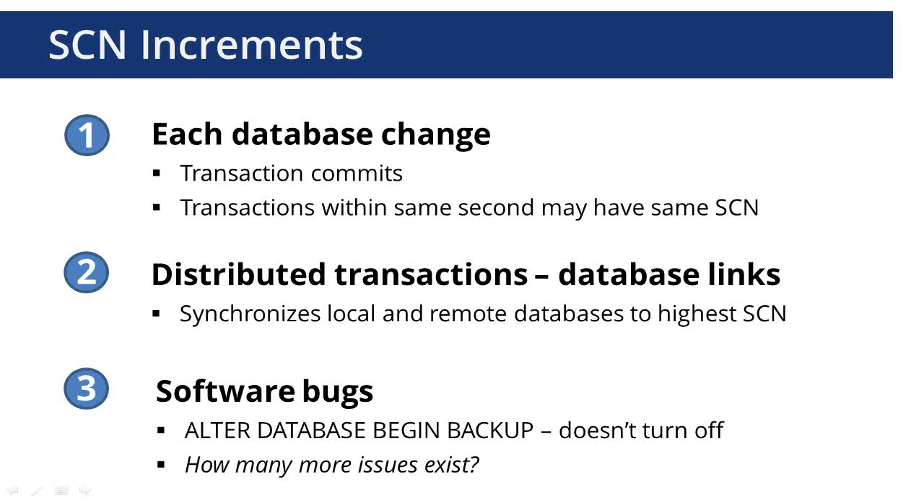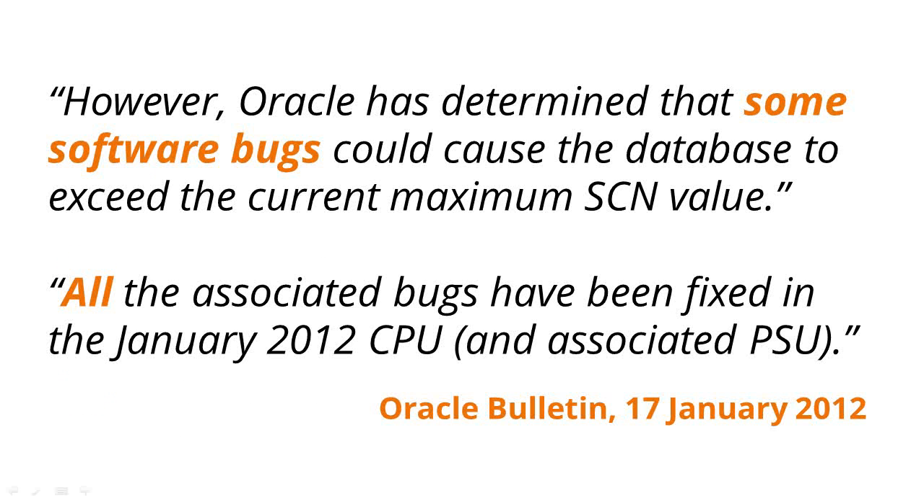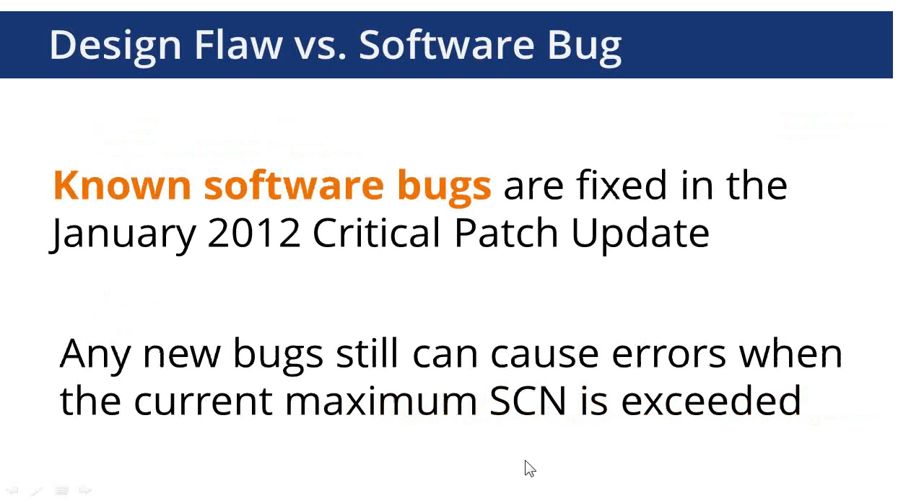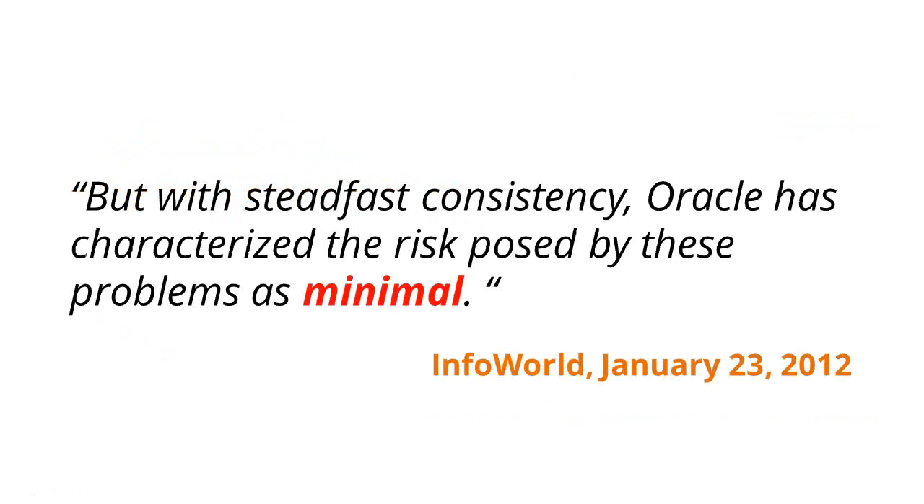The problem is if someone can now maliciously come in and exploit the bug, that's where the problem occurs. So Oracle has determined that some software bugs could cause this to happen, and they believe all the software bugs that can cause this to happen have been fixed. What really is happening, though, is that the known software bugs are fixed, but any new bug, or if someone can find some method to do this, can actually cause this problem in your databases. And so why does this become a problem?